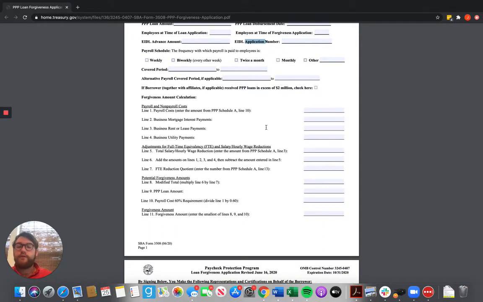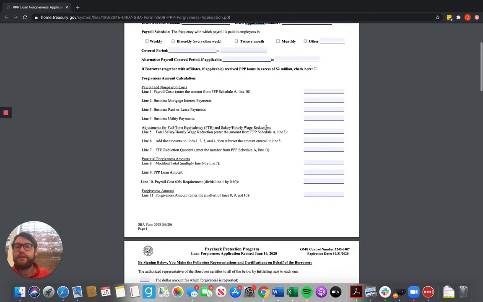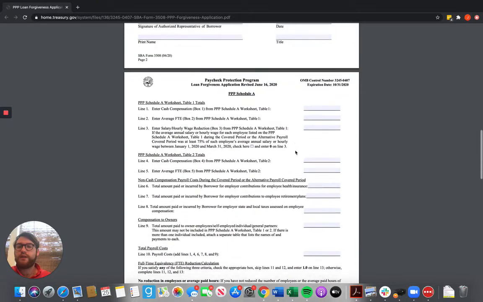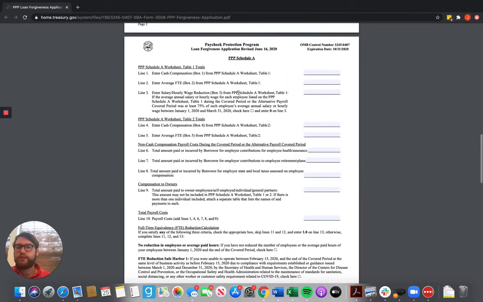Where the long form gets more complicated is you'll see that 1, 2, 3, 4 is the exact same amount. The potential forgiveness amount is the same, and the forgiveness amount is the same. But we have these three lines right here which are added in. These three lines require a lot of calculations, and those calculations are going to be done down here through Schedule A. And so we first need to figure out Schedule A.